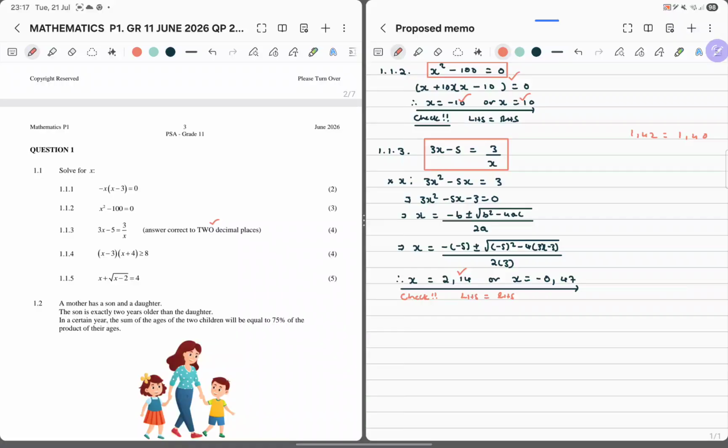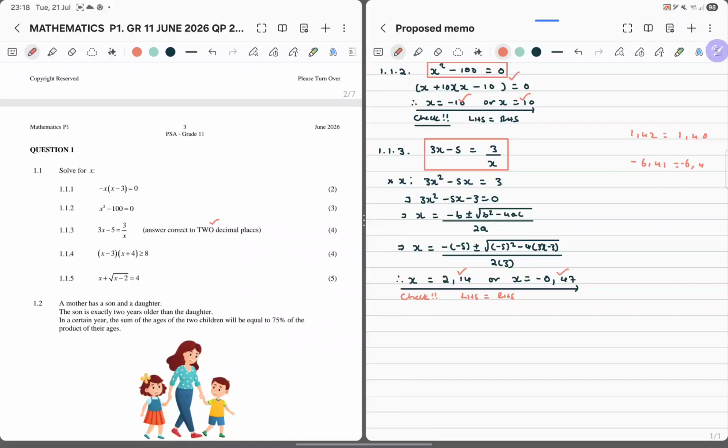We do the same, substitute this. So we're going to have 3 into minus 0,47 minus 5. So this gives us a minus 6,41. Let's check the right hand side. This is 3 divided by minus 0,47. Again, this gives us a minus 6,38 or whatever. So this is essentially approximately the same. So this is also acceptable.